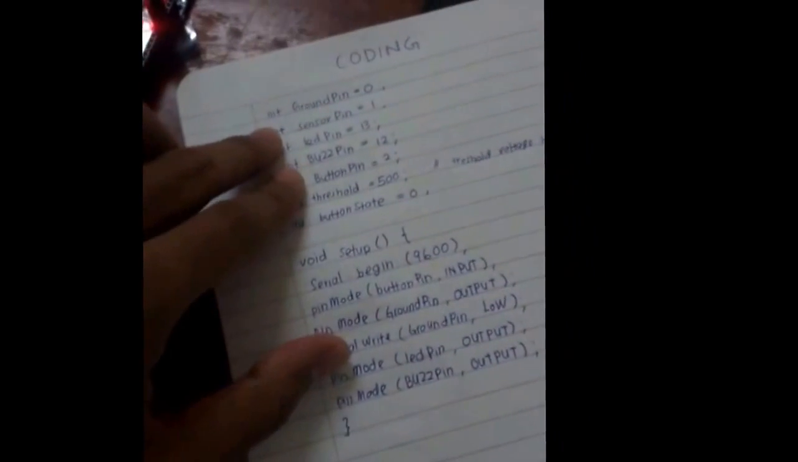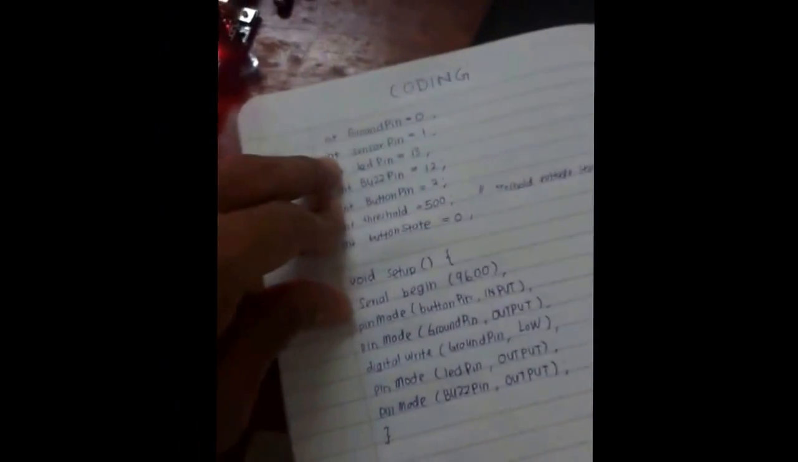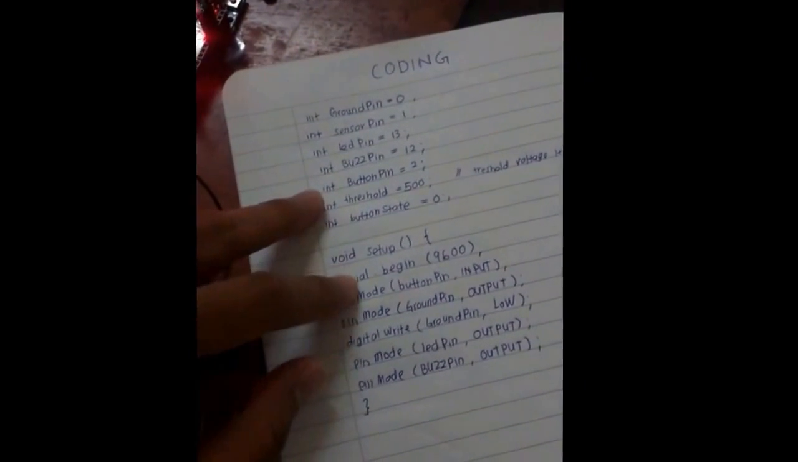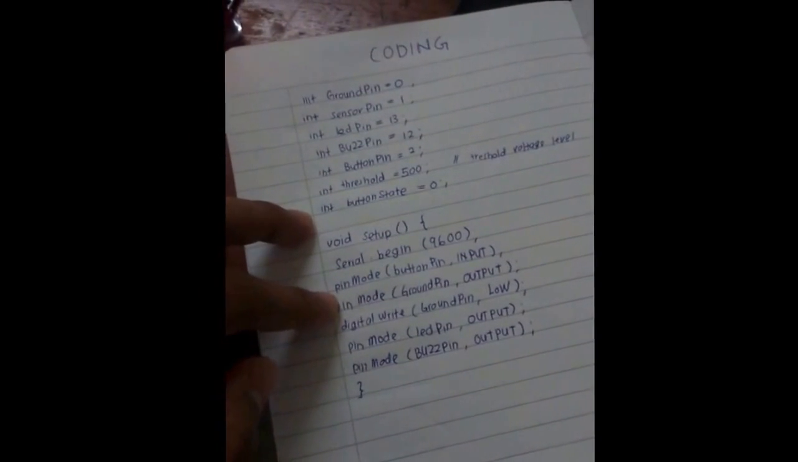So basically we have downloaded the Arduino software. We will need to do the coding. Since we cannot see it in the computer, let's see it in our book. So this is the coding. I have defined all the LED pins that we need to use. Then we need to set up our pin mode, where is the input and where is the output.